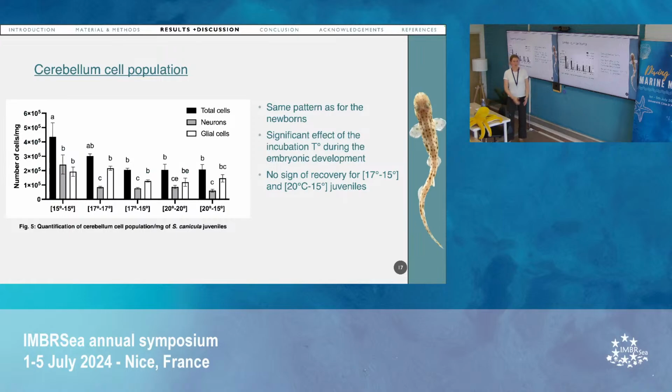And to look at signs of recovery, we wondered if animals that were first in higher temperature and then moved to 15 degrees could recover, but the answer is no. As you can see, all the animals that were first placed at 20 or 17 degrees, even though they were moved back to 15 degrees, still had way fewer total number of cells, explained by fewer neurons in their brain. So at least 2 months after hatching, they can't recover.